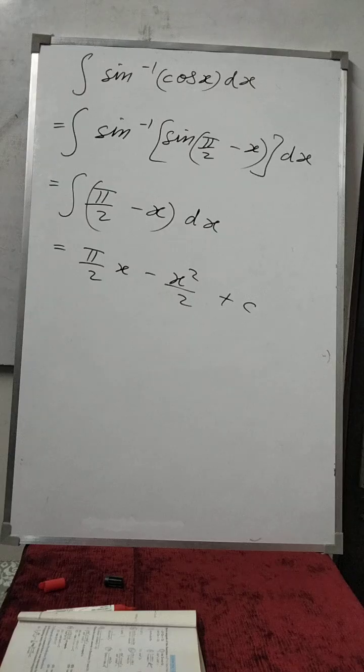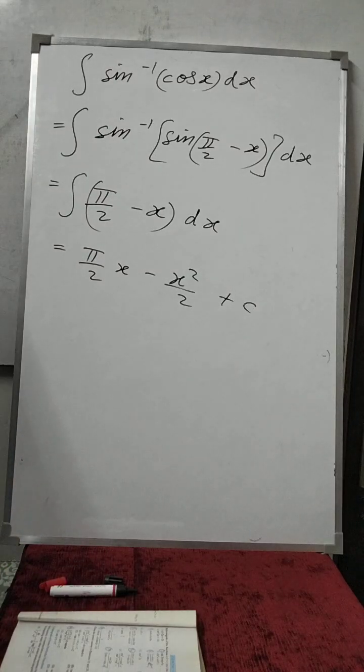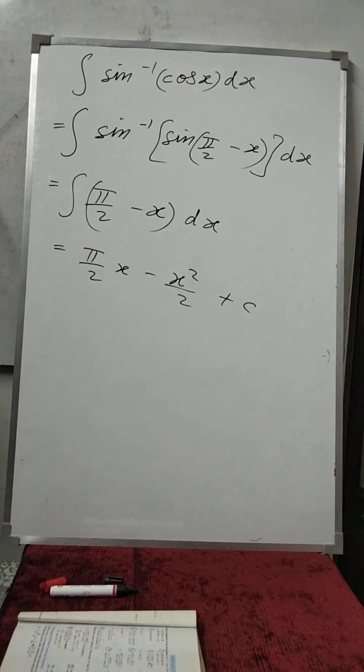Cos x I have written as sine of (90 minus x), and then sine inverse of sine theta I have written as theta. Okay, so please note down the solution. I am moving to the next question, guys.